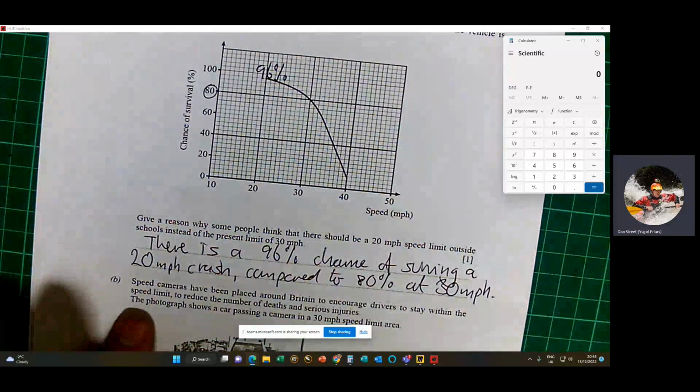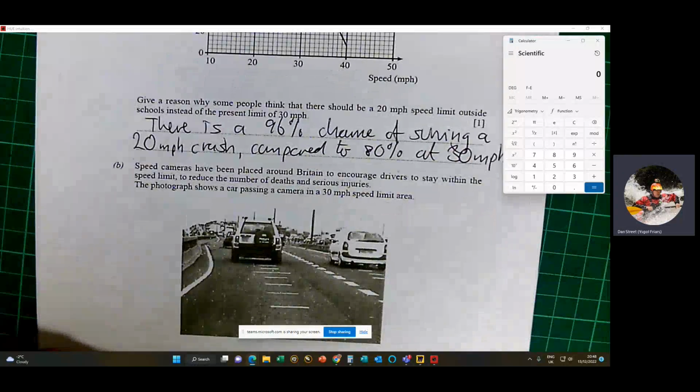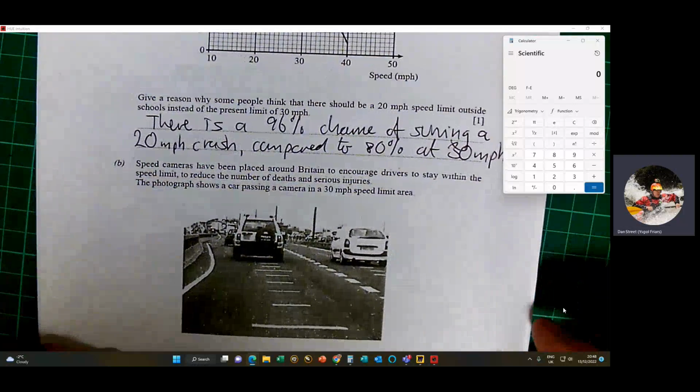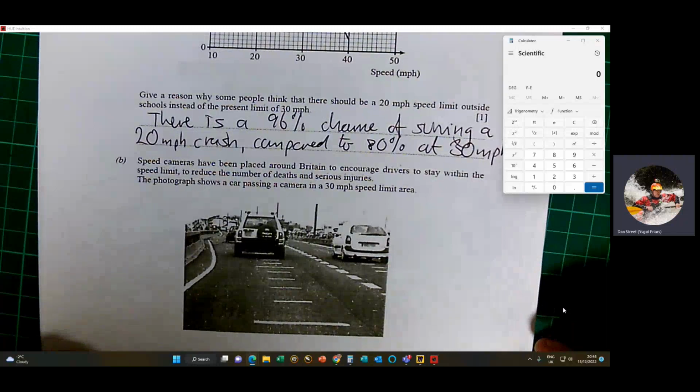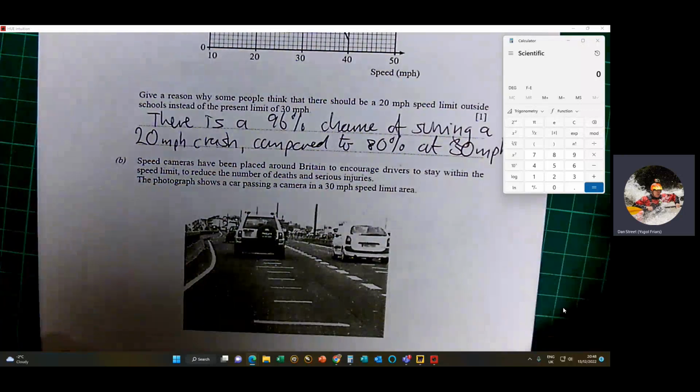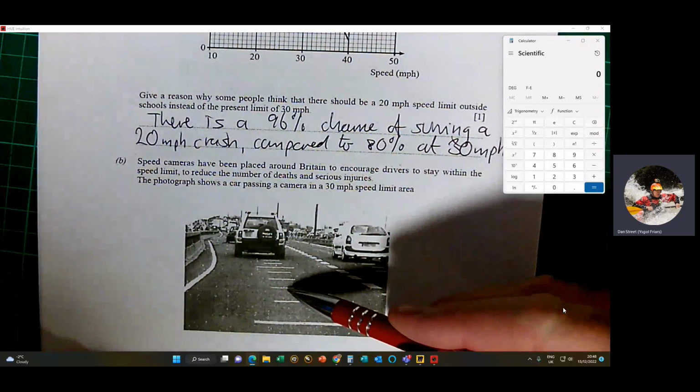Okay. Question B says, speed cameras have been placed around Britain to encourage drivers to stay within the speed limit to reduce the number of deaths and serious injuries. The photograph shows a car passing a camera in a 30 mile an hour speed limit area. And we can see these marks on the road.